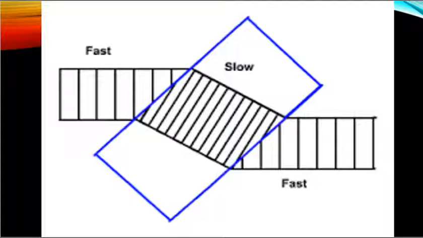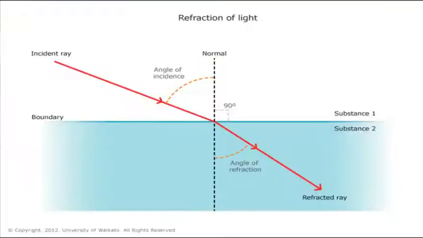Where's the perpendicular line? That's a good question. Okay, let's look at this one right here. Here we go. Here's our normal, right? So it's coming in, and it's going to bend away from our perpendicular line.